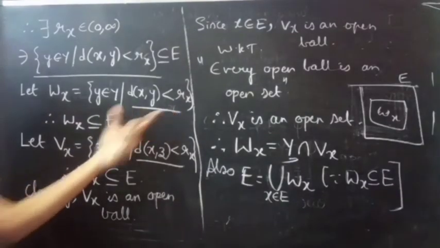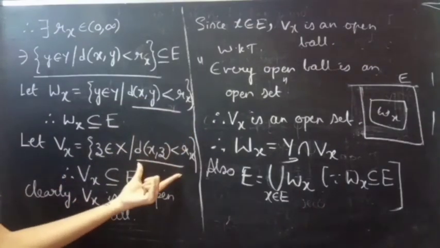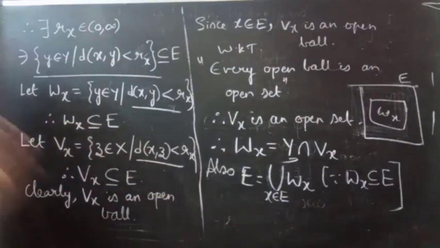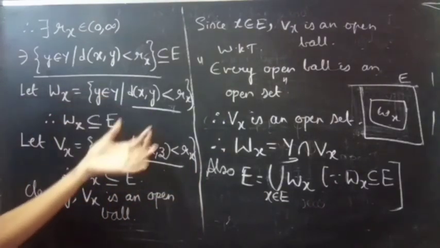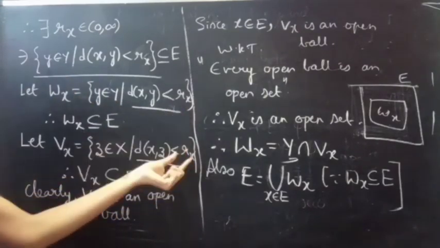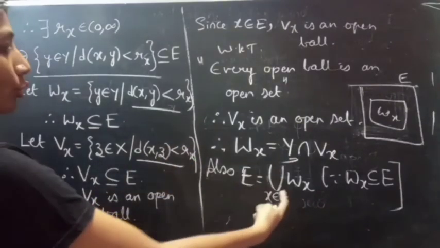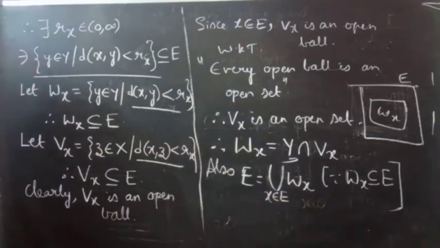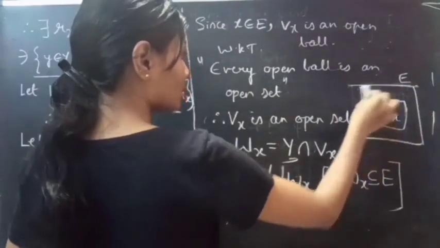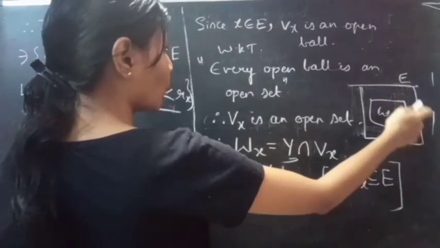Since the distance between X and Y is less than Rx, and also the distance between X and Z is less than Rx, that means if you consider any set of points, the distance between the center and those points is always less than Rx. So from this we can say that E equals the union of Wx. Or else you have to consider the whole set. We can't say that E equals the union of only Wx.